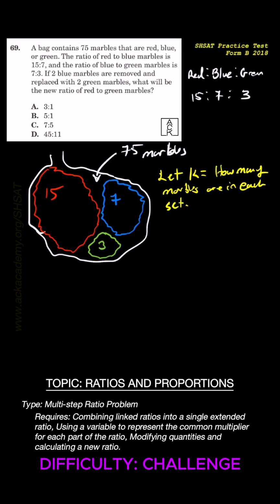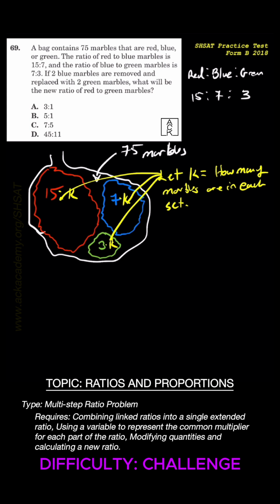So, how many marbles are in here? How many marbles are in here? How many marbles are in here? So we can say that 15 times k, 7 times k, and 3 times k will amount to the total of 75 marbles. Okay, so pause this and really make sure you understand what is happening here.